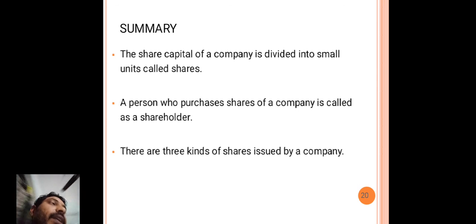But here the preference shareholders have a fixed rate of dividend. It does not depend on the profits, whether higher profits or lower profits. Whatever the profits may be, the fixed rate of dividend will be paid to the preference shareholders. That is the thing. And second, the share capital is repaid back in case of winding up of a company, from the residual assets of the company.